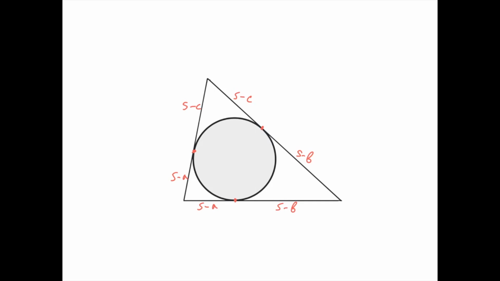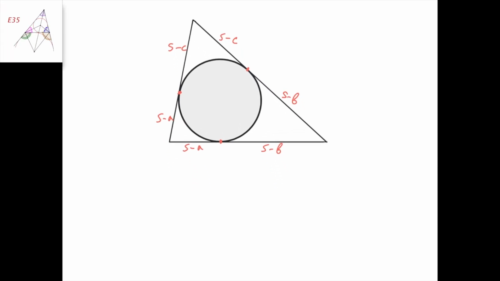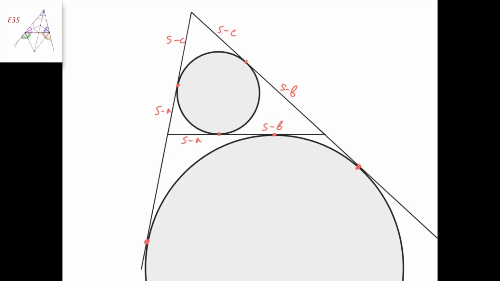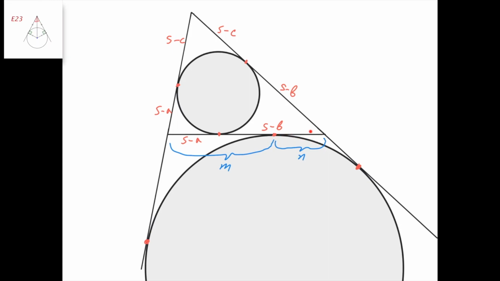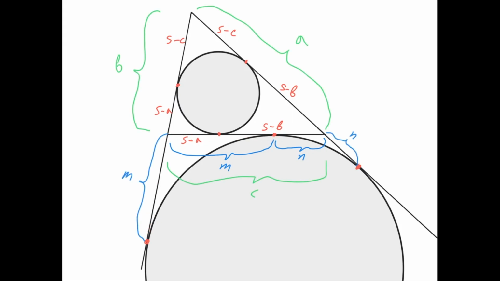Now let's see what happens when we consider the excircle of the triangle. Let the excircle touch the sides of the triangle at this point, and this point. Now let's denote this segment by m and this segment by n. We know that this equals this, and we know also that m, this segment, equals this one. Now let's remind ourselves that this side here is c, and it equals m plus n. This side here is b, and this side here is a.